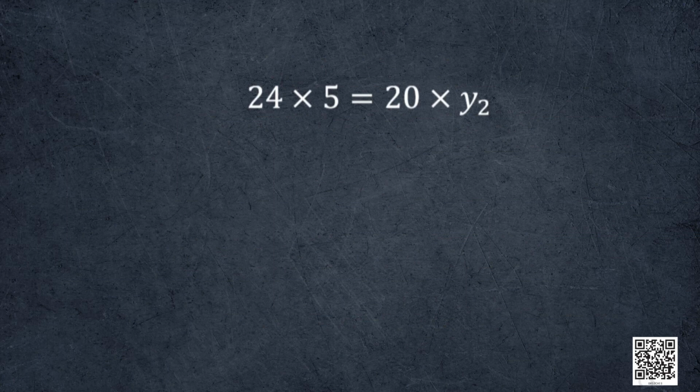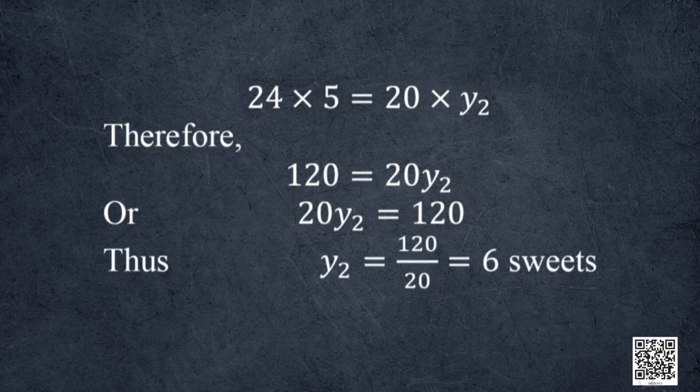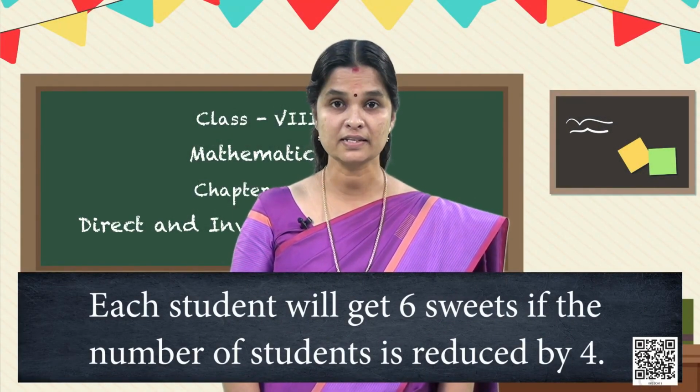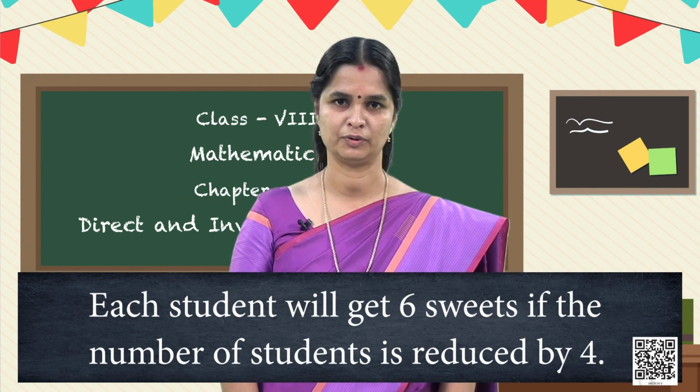Let us move on. 24 into 5 is equal to 20 into y2, which gives 120 is equal to 20 into y2, or 20 y2 is equal to 120 and y2 is equal to 120 divided by 20, which is equal to 6. Hence, each student gets 6 sweets if the number of students is reduced by 4.